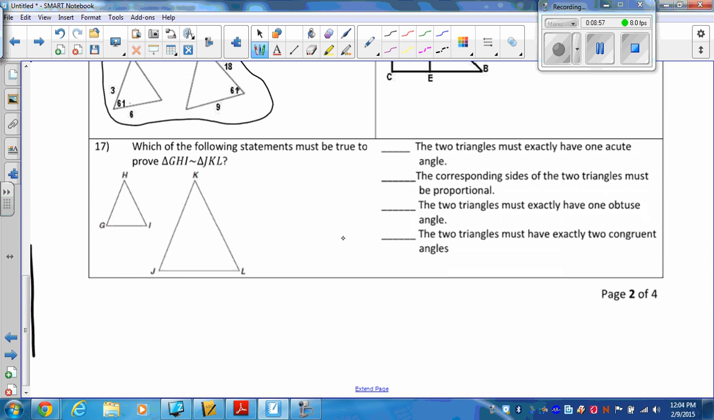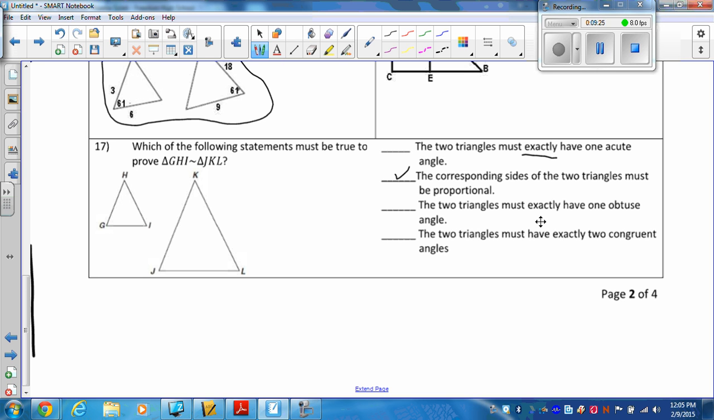Number 17, which of the following statements must be true to prove that angle GHI is congruent to angle JKL? So two triangles must have exactly one acute angle. The word exactly means that they should not have more, and so that wouldn't work for any triangle. The corresponding sides of the two triangles must be proportional. So that is a must.